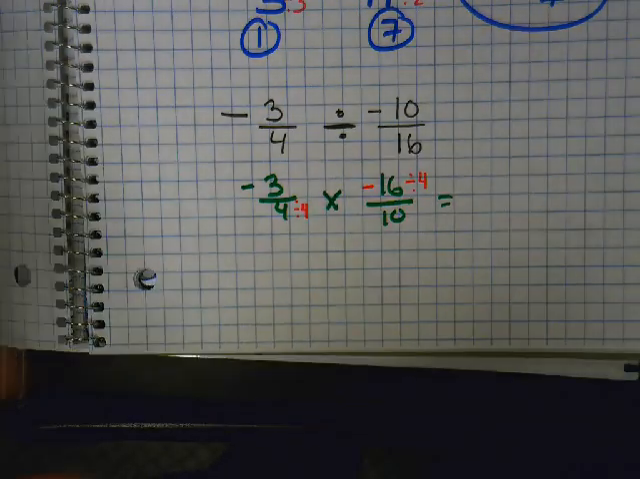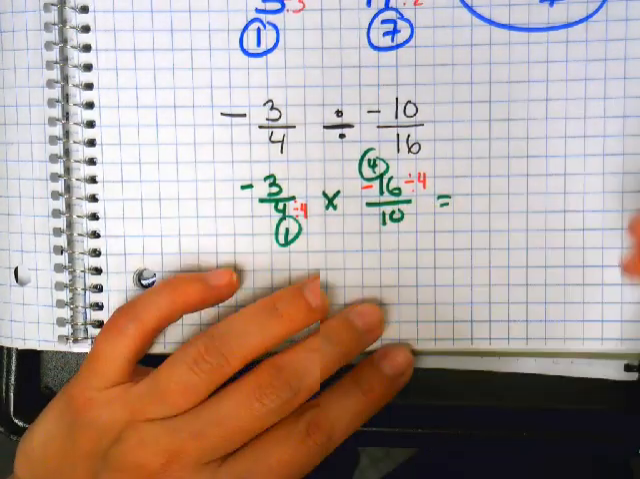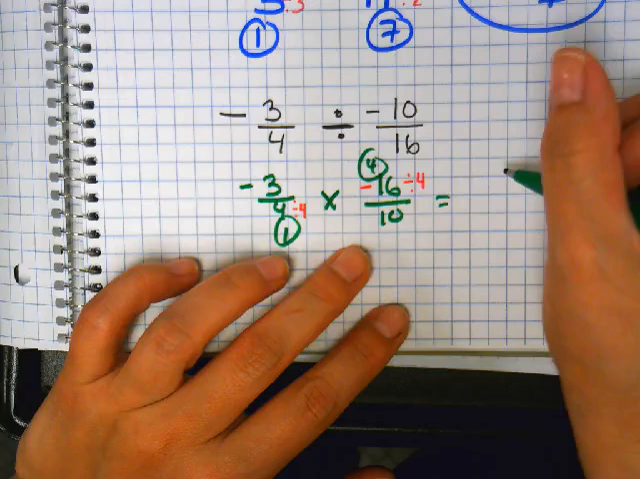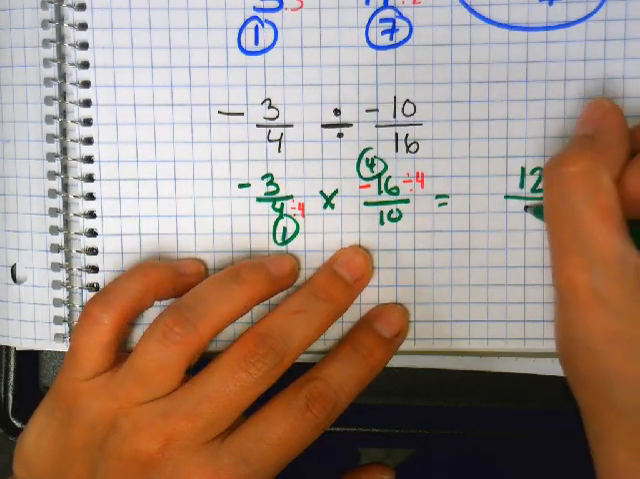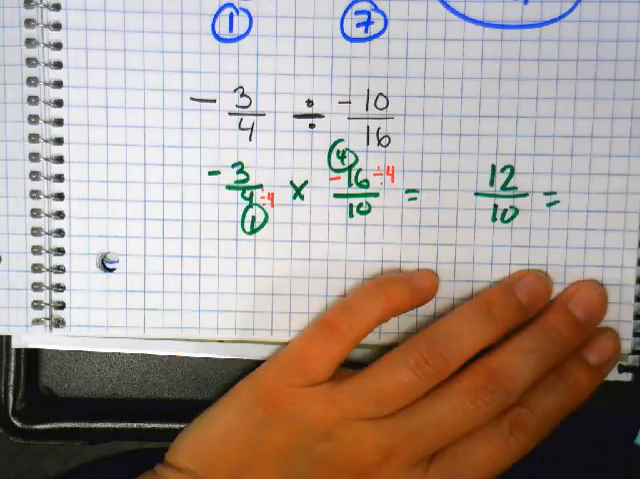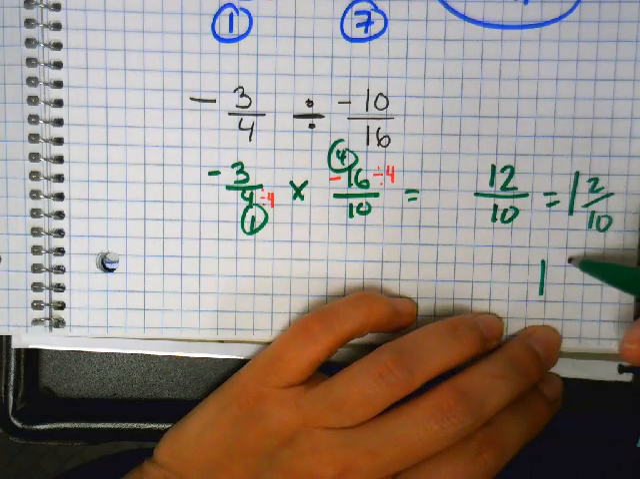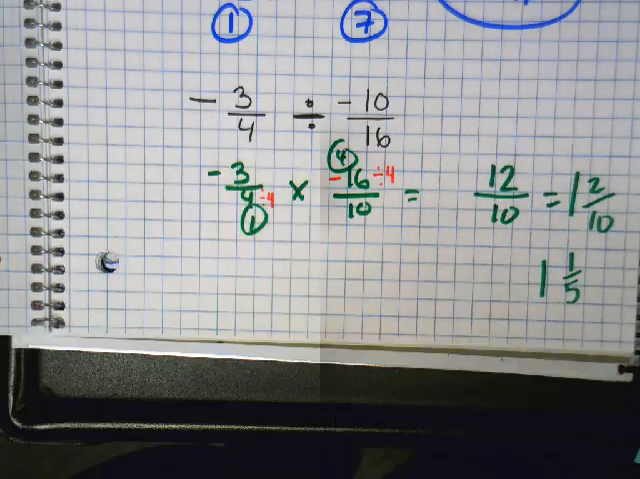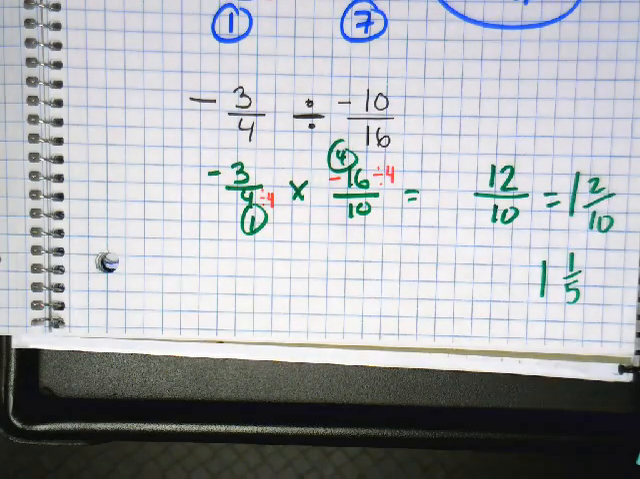Yeah. So what do we get? Negative 6 over 5. You get 12 over 10, right? Which is 1 and 2 tenths, which is 1 and 1/5. Did we all get 1 and 1/5 at the very end? Okay, cool. Now let's deal with the negative.